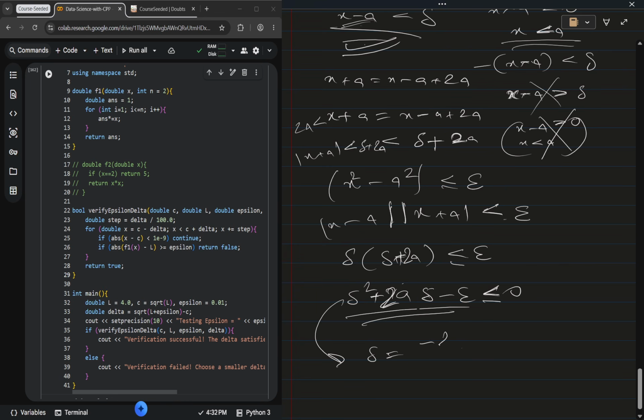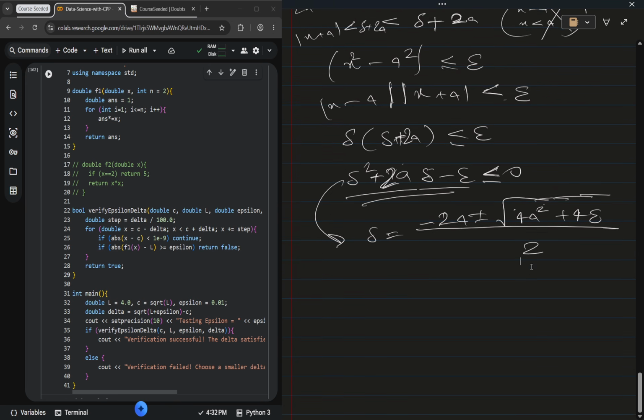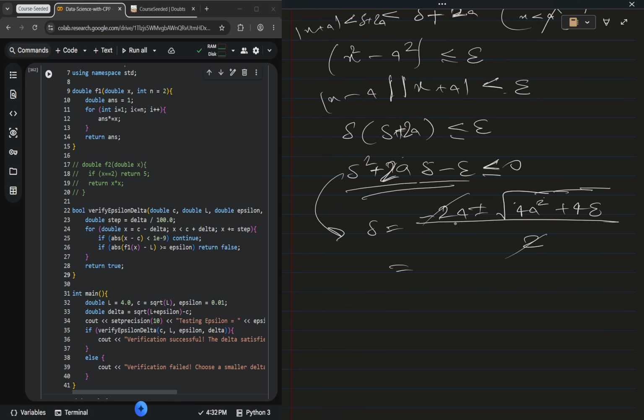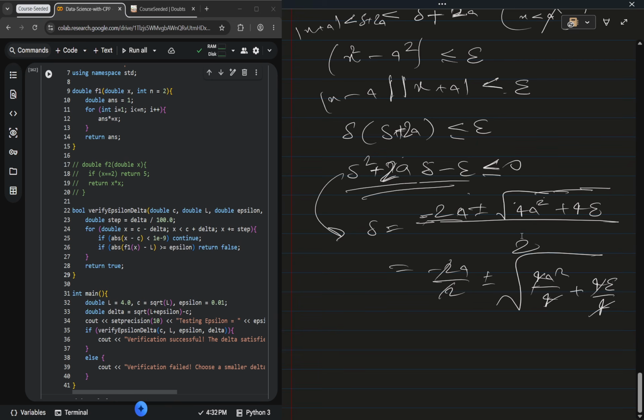So we have minus b, which is your minus 2a, plus minus under root of b square, which is your 4a square, minus 4ac, let's say 4 times minus epsilon. So we can just write plus 4 epsilon. And then we have divided by 2 times a, which will be 2 times 1. Then you can simplify this: by 2 plus minus under root of 4a square by 4 plus 4 epsilon by 4. So you can just remove all that.